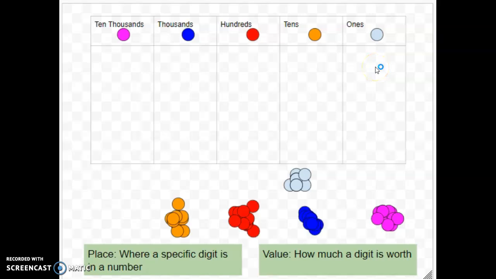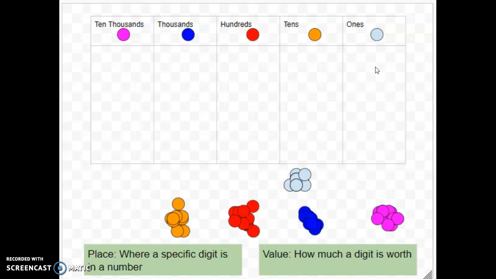Alrighty guys, today we are going to practice place value, and then you are going to use a similar document and show me place value of certain numbers or create certain numbers using these dots.